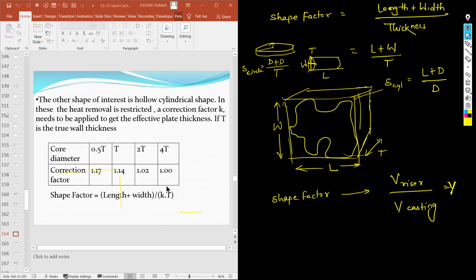So there is a question. Let us solve this one. The other shape of interest is the hollow cylindrical shape. In this, the heat removal is restricted. A correction factor K needs to be applied to get the effective plate thickness. So if T is the true wall thickness, then we will multiply it with K.